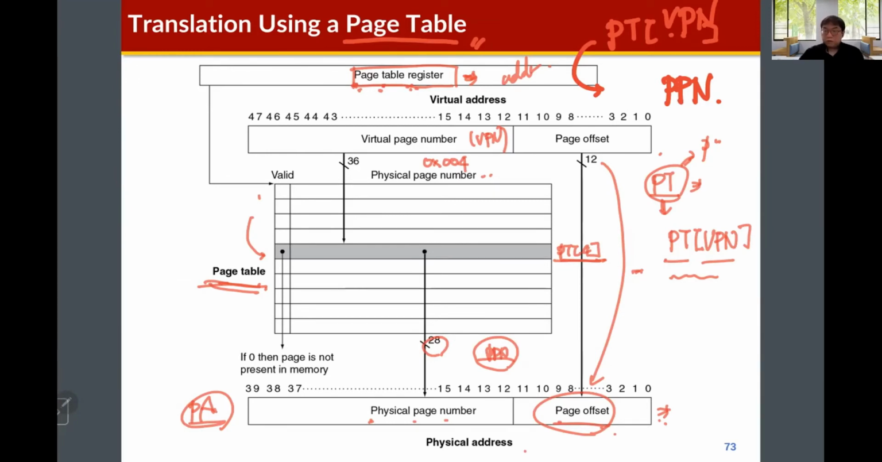Each page also has its own attributes, some properties, and these properties are also stored in each page table entry. For example, we can find the valid bit, the dirty bit, the permission bits like read and write permissions, and the protection bits. So we can find many control bits in the page table entry. In each entry of the page table, we can find the physical page number and some control bits.